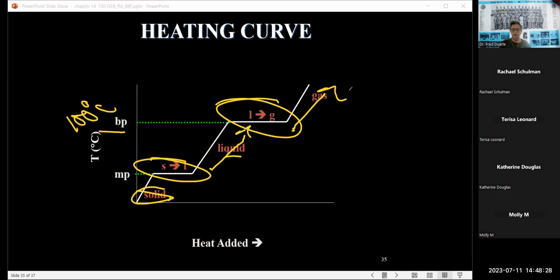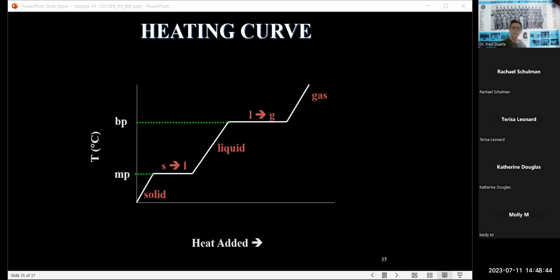So be aware of that graph, be aware of where the solid is, where the change of phase from solid to liquid and liquid to gas is, and so forth. Be familiar with this graph.